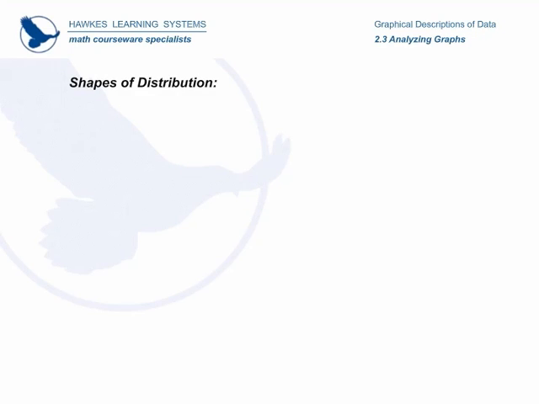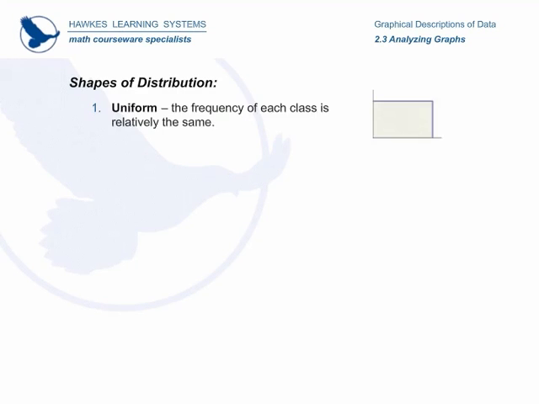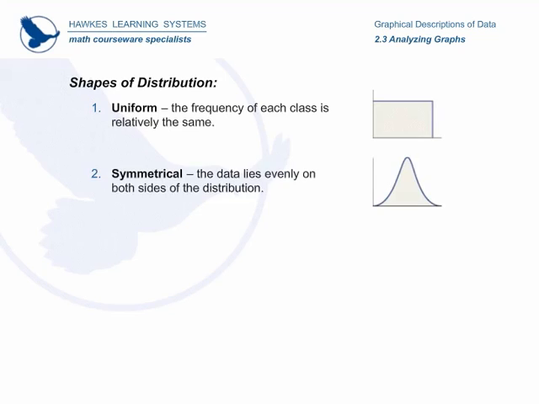Next, let's take a look at shapes of distribution. A distribution is how our data is spread out or laid out in a visual representation. First, we have uniform shapes of distribution, and for uniform, the frequency of each class is relatively the same. Number 2, for our symmetrical shape of distribution, the data lies evenly on both sides of the distribution.